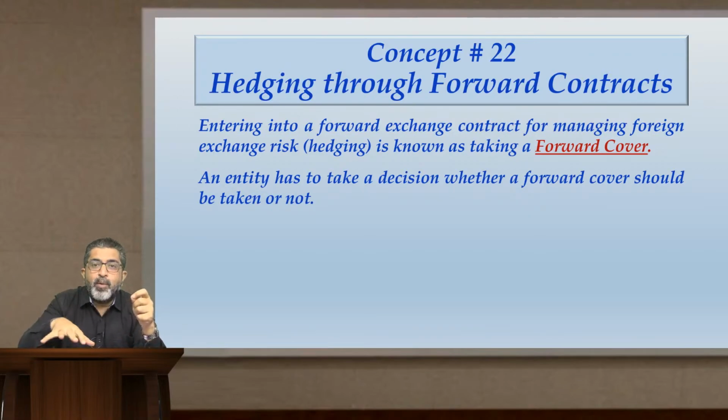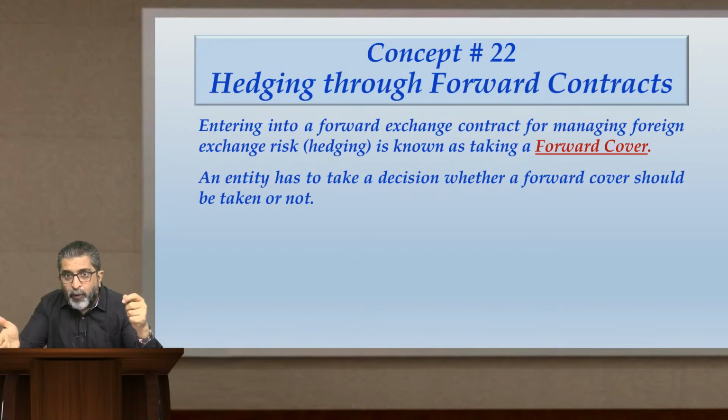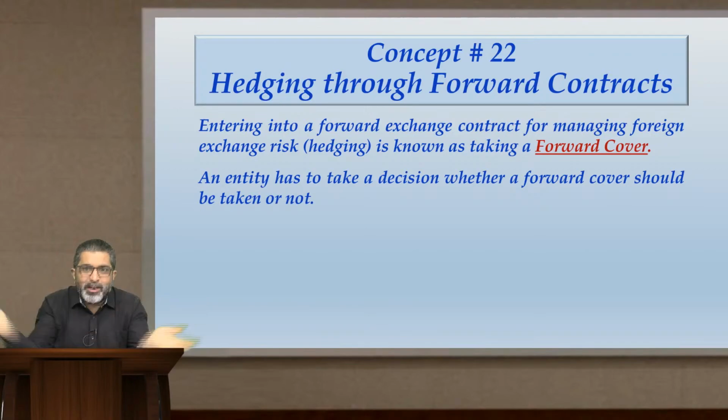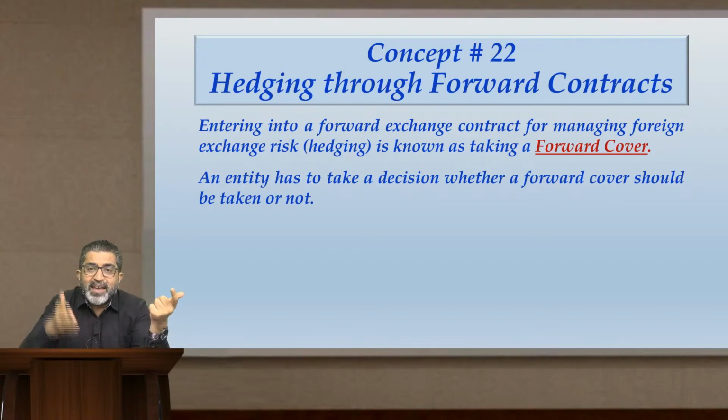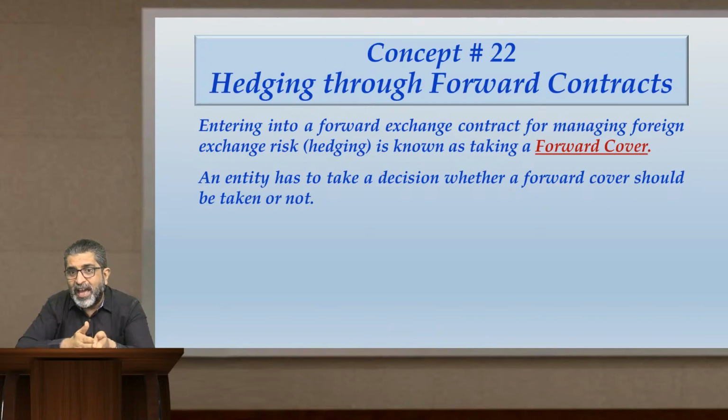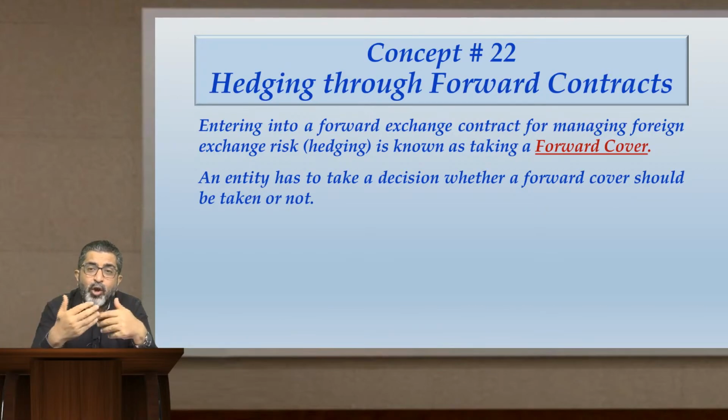But once you have taken a forward cover, then the follow up of that forward cover is another chapter in itself, because then there can be honoring of the contract, that is acceptance or settlement of the contract. There can be settlement of the contract before the due date, at the due date, after the due date. There may be cancellation of the contract. Again, cancellation can happen before the due date, cancellation can happen at the due date, and there is even a concept of late cancellation. There could be extension of the forward cover, that extension also termed as rollover.